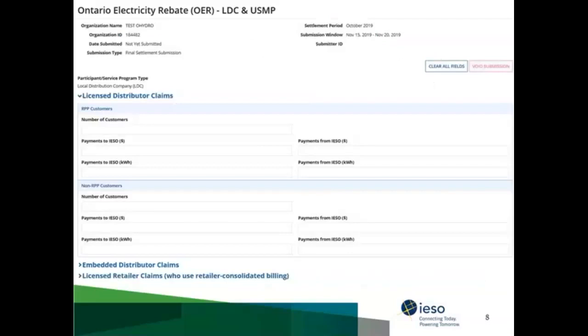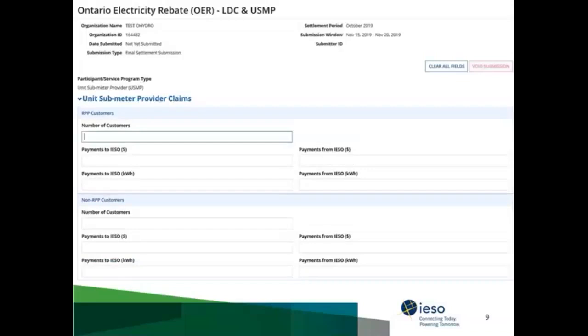You will notice that there is a subcategory of RPP customers and non-RPP customers. The information you will be adding that is required is the number of customers and payments to the IESO or from the IESO with the associated kilowatt hours. On slide number 9, this is the sample form for the OER submissions for the unit submeter providers. They only have a single category of USMP with subcategories of RPP and non-RPP customers.